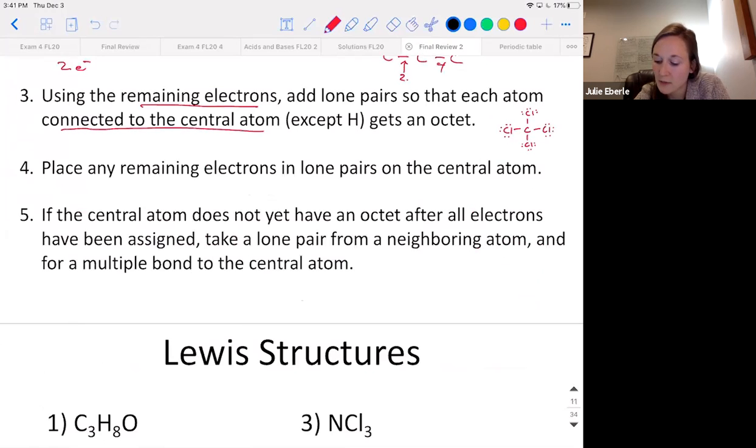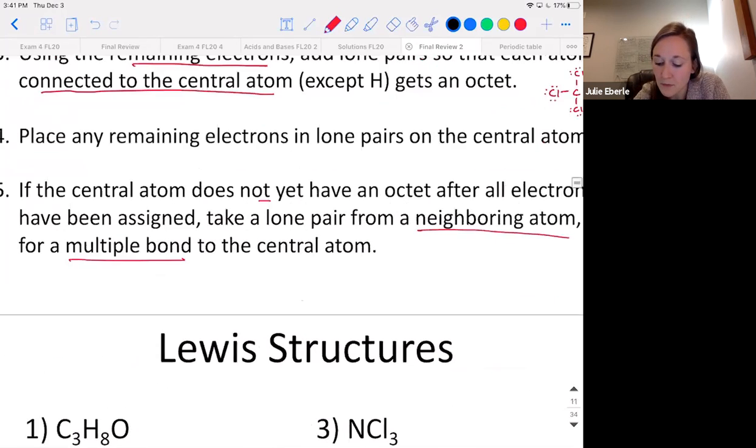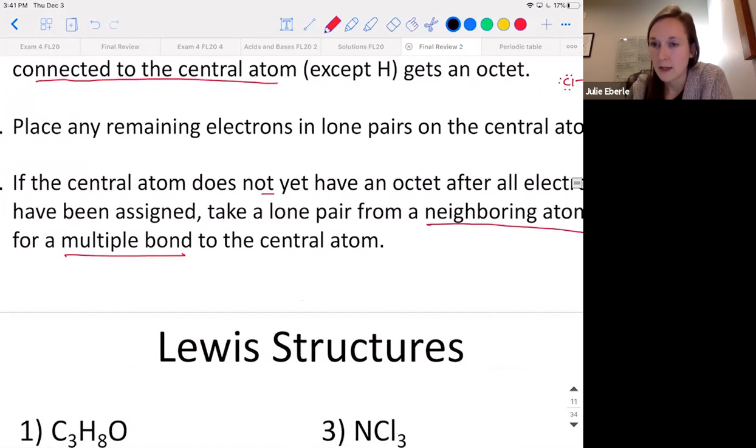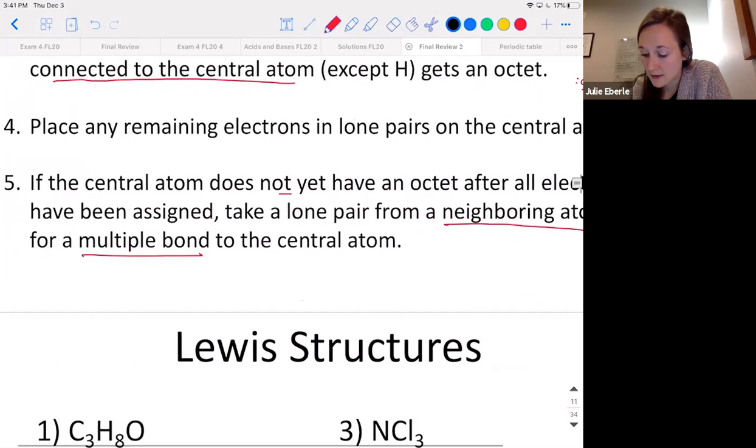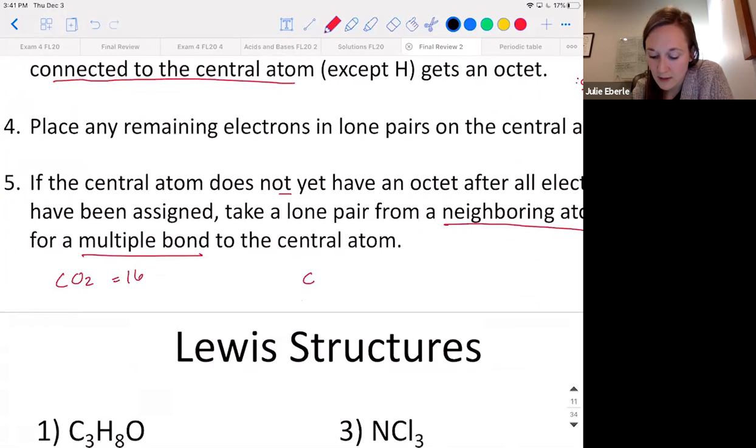5, if the central atom does not yet have an octet after all the electrons have been assigned, take a lone pair from a neighboring atom and form a multiple bond to the central atom. I think this part is the hardest, but I'll give you a classic example of where this occurs. Figuring out when multiple bonds is in a Lewis structure is not the easiest. So for example, carbon dioxide, CO2, carbon has 4 valence, each oxygen has 6, so total you should have 16 valence electrons in this structure.